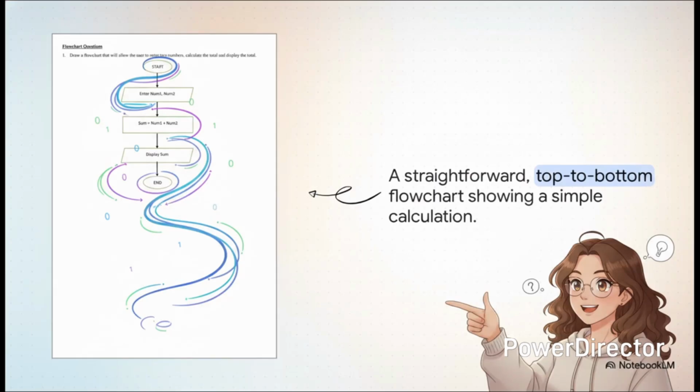And here you go. See how it flows? It kicks off with that start oval. Then we hit a parallelogram to enter two numbers. That's our input. After that, we get to the rectangle, the processing step, where we calculate the total. Then it's another parallelogram to display the result. That's our output. And we finish it all off with the end oval. See? Clean, simple, and makes perfect sense.